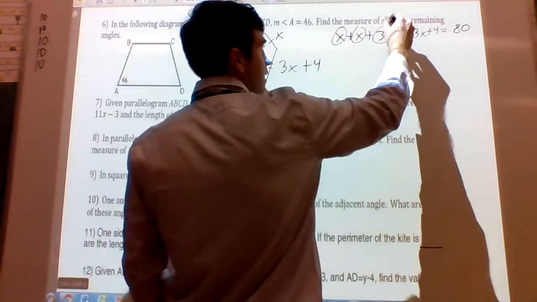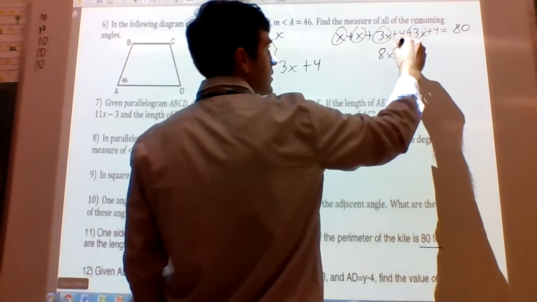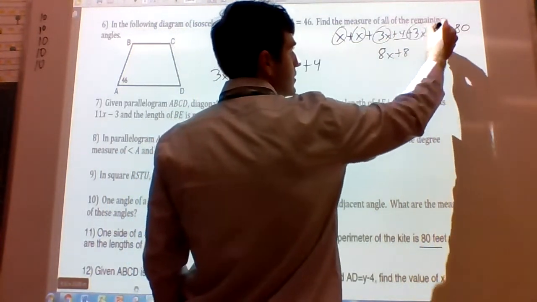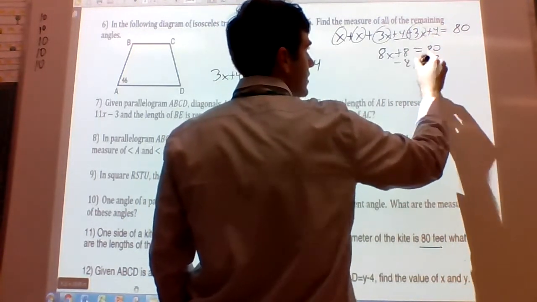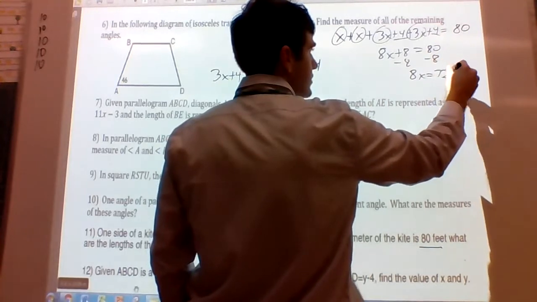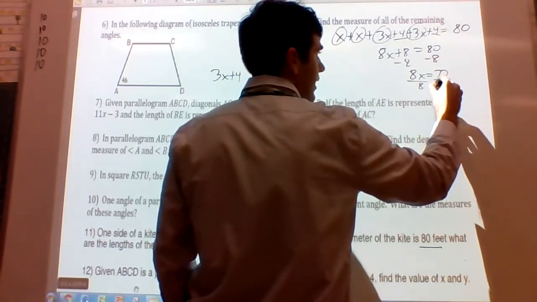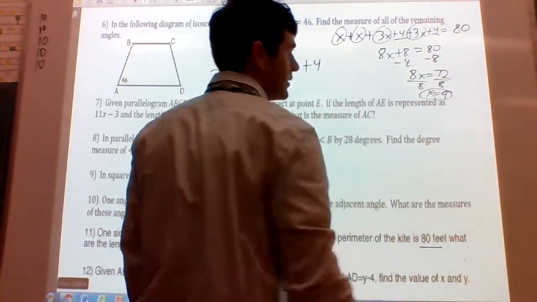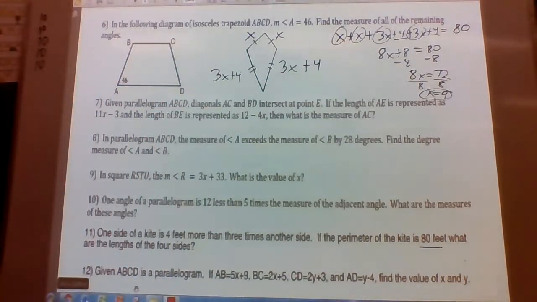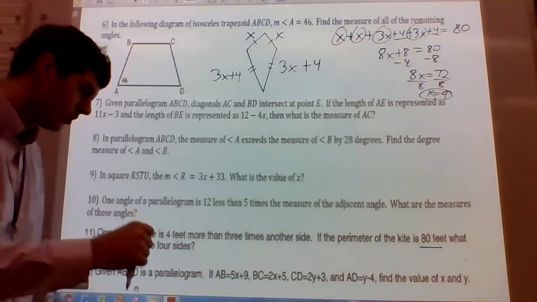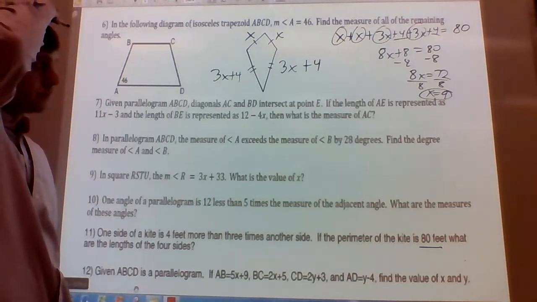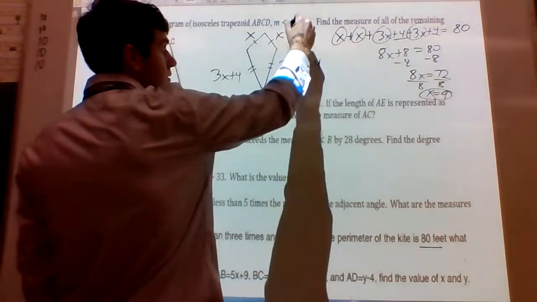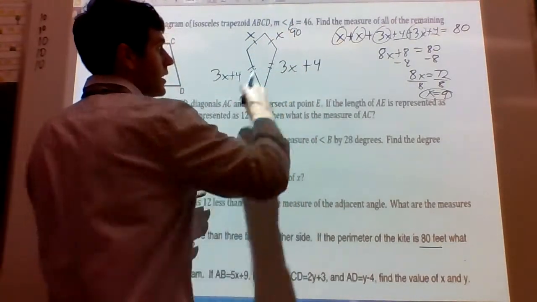Combine like terms, we are going to have 8x plus 8 equals 80. Subtract 8 from both sides. 8x is going to equal 72. Divide by 8. X is going to equal 9. So our question wants the lengths of the 4 sides, not just x. So again, we have to read what they're asking for. So these sides are going to be 9 because x is 9.